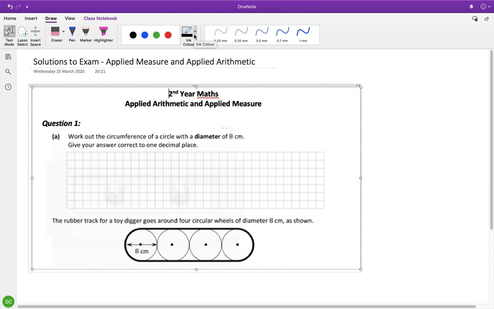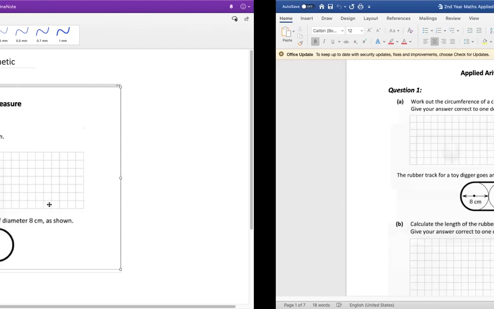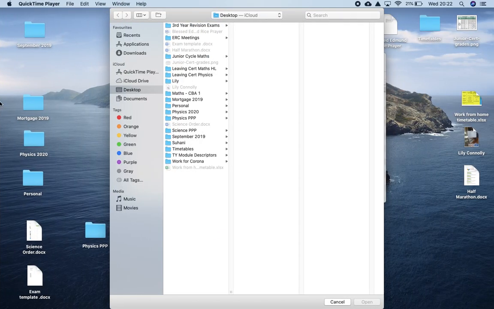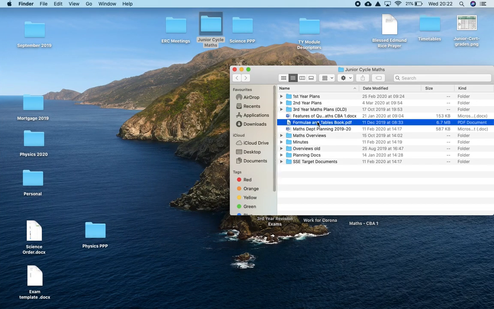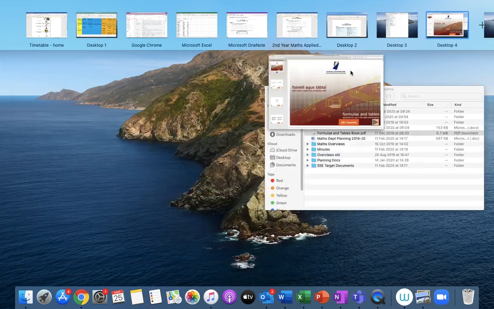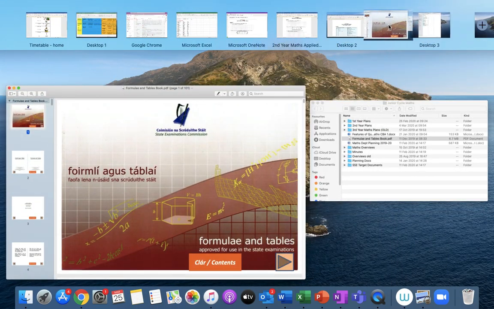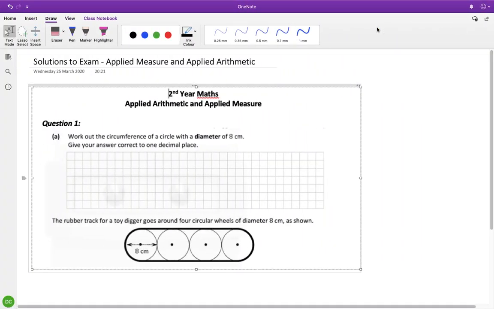Right, so the first question: work out the circumference of a circle with a diameter of 8 centimetres and give your answer correct to 1 decimal place. Okay, so I should probably just open up the table book. Right, sorry about that.